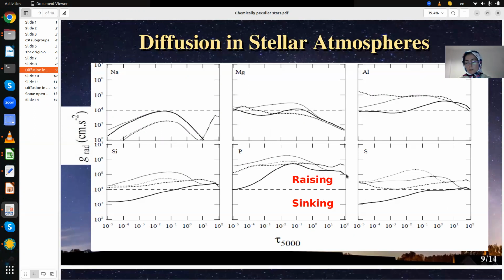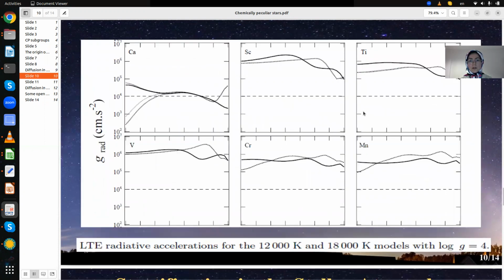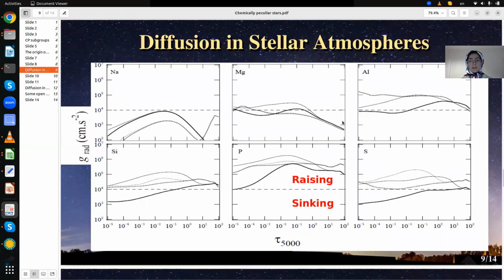Why do we have some rising and sinking? Because we have the gravitation. There is a competition between gravitation and radiation. If the gravitation is more than the radiation, then we have sinking. If the gravitation is less than the radiation, we have rising. As you see, some elements are just sinking, and some of them are just rising, but some of them both, as you see in aluminum, for example. Also here, for some elements, you see just rising, some of them mostly sinking, and some of them rising and sinking, as here you see.